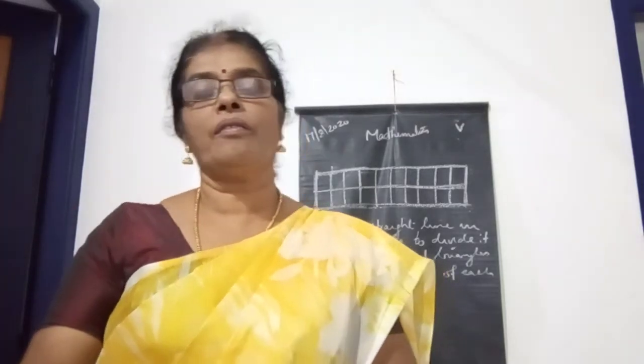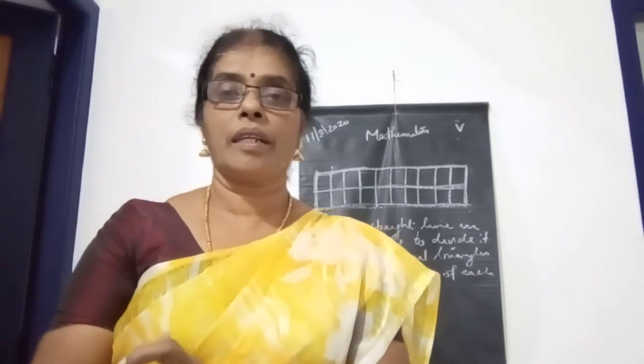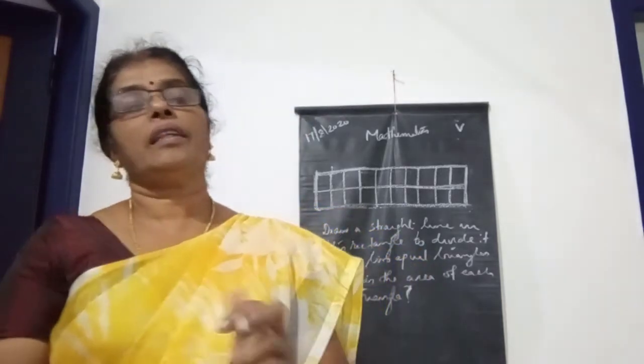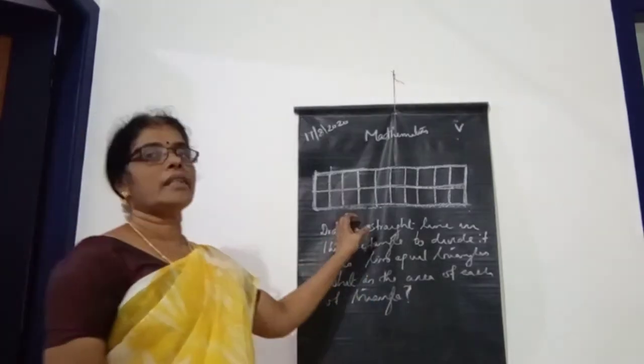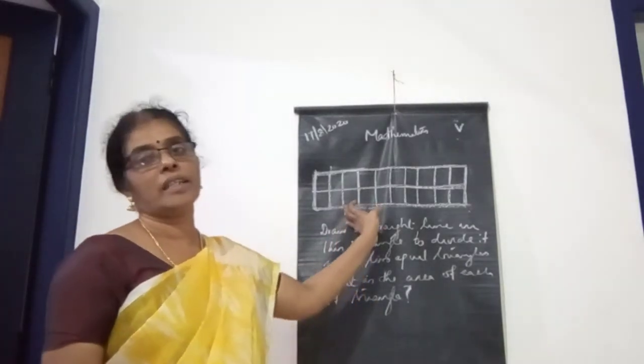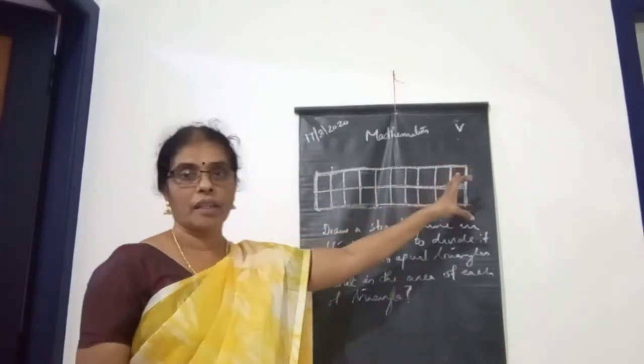Now, all of you know how to find the area of figures, shapes, etc., isn't it? Then we can take up the next question. Look here, children. Here you can see one rectangle. You can see here, isn't it? You can see here one rectangle.